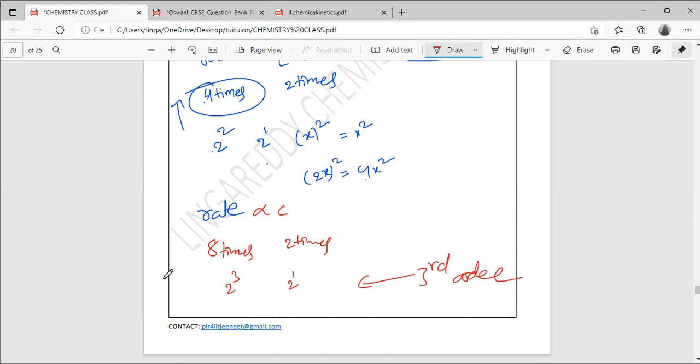Third order reaction. Generally, the representation will be like this: C to the power of 3. This 3 is directly indicating the third order. Here 2 is indicating second order. Actually, what is the meaning? The meaning is like this: if the concentration is increasing 2 times, then the rate will be increasing 2 cube times. That is the third order reaction. Clear now? Yes, sir.